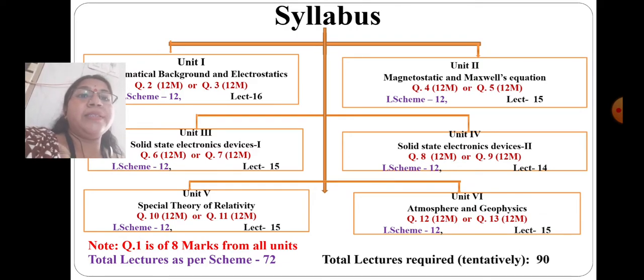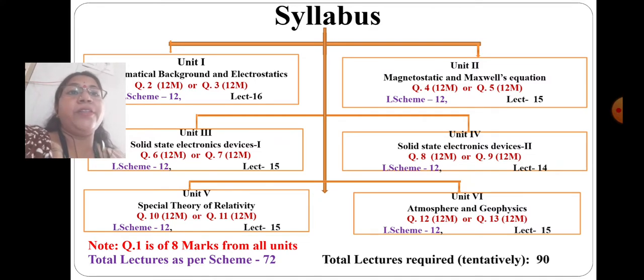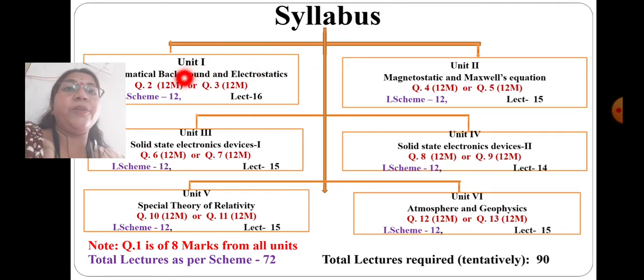So, the syllabus consists of 6 units, that is physics of B.Sc second year third semester having 6 units. First unit, the mathematical background and electrostatics, consists of 12 marks, and questions 2 and 3 in the question paper can be asked on this unit. As per the lecture scheme, 12 lectures are required to complete this unit, but as per our experience we require 16 or 17 lectures.